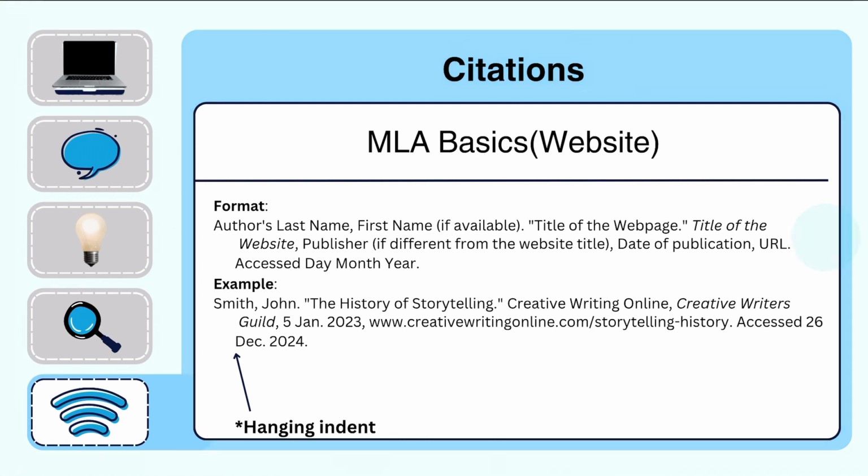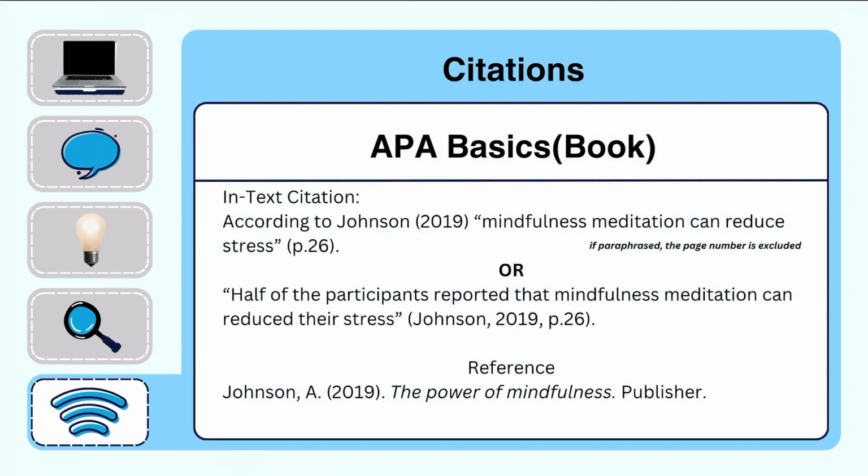If you decide to go with APA, let's take a look at the basics for a book. With APA, you're going to use the author's last name, the publication year, and the page number. However, if you paraphrase, then the page number is excluded because you paraphrase the information. These are the two different formats that can be used. With APA, you're also going to have a reference page. So take a look at that example.